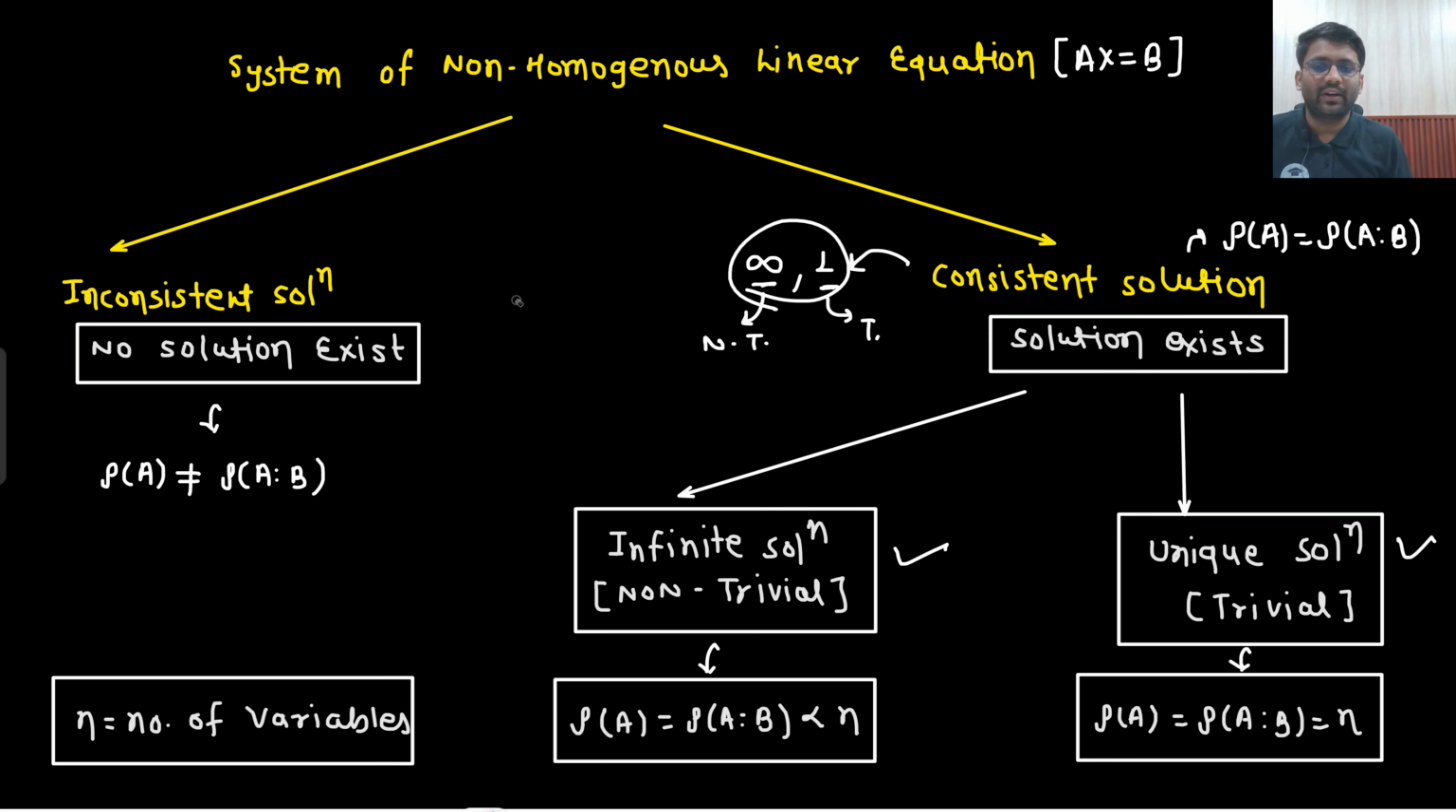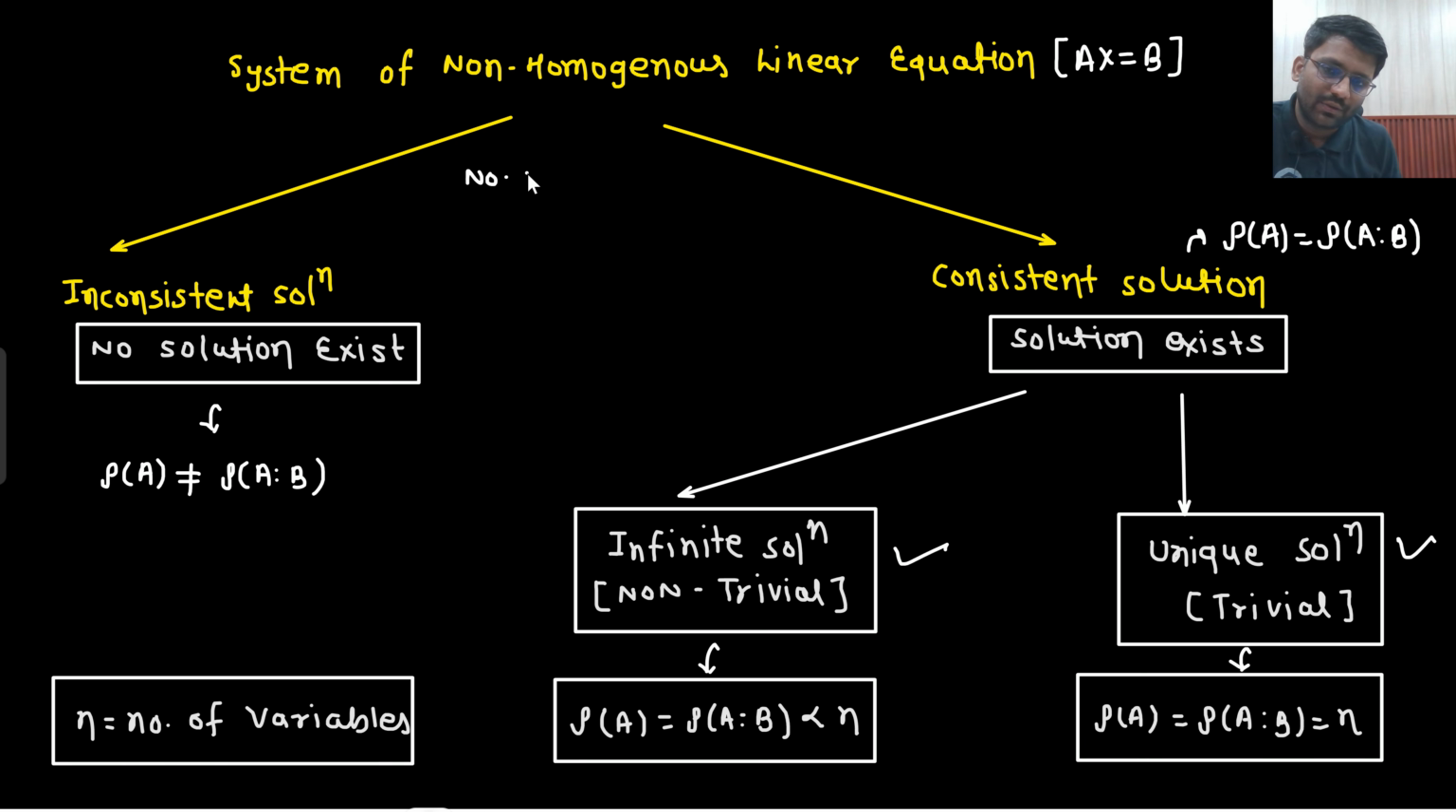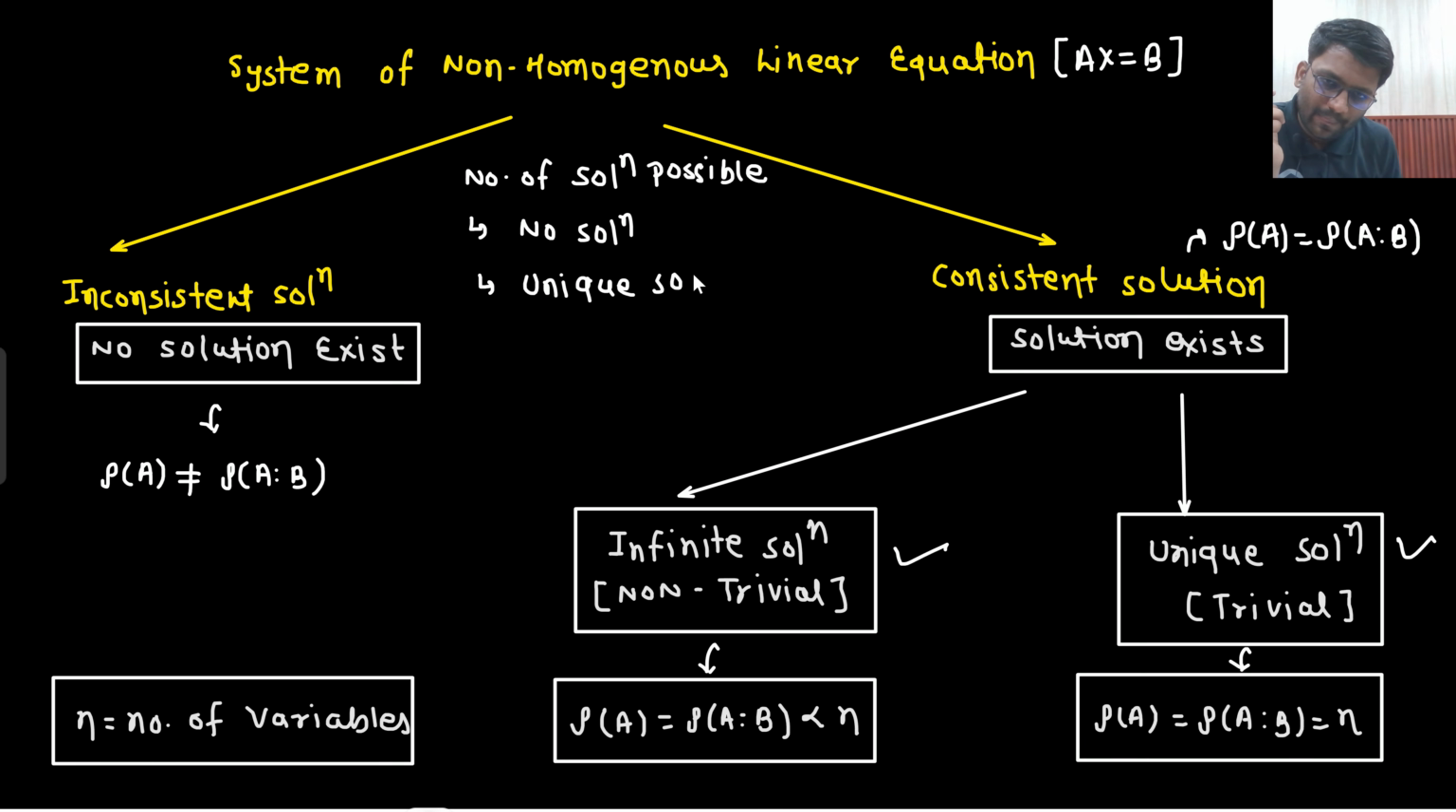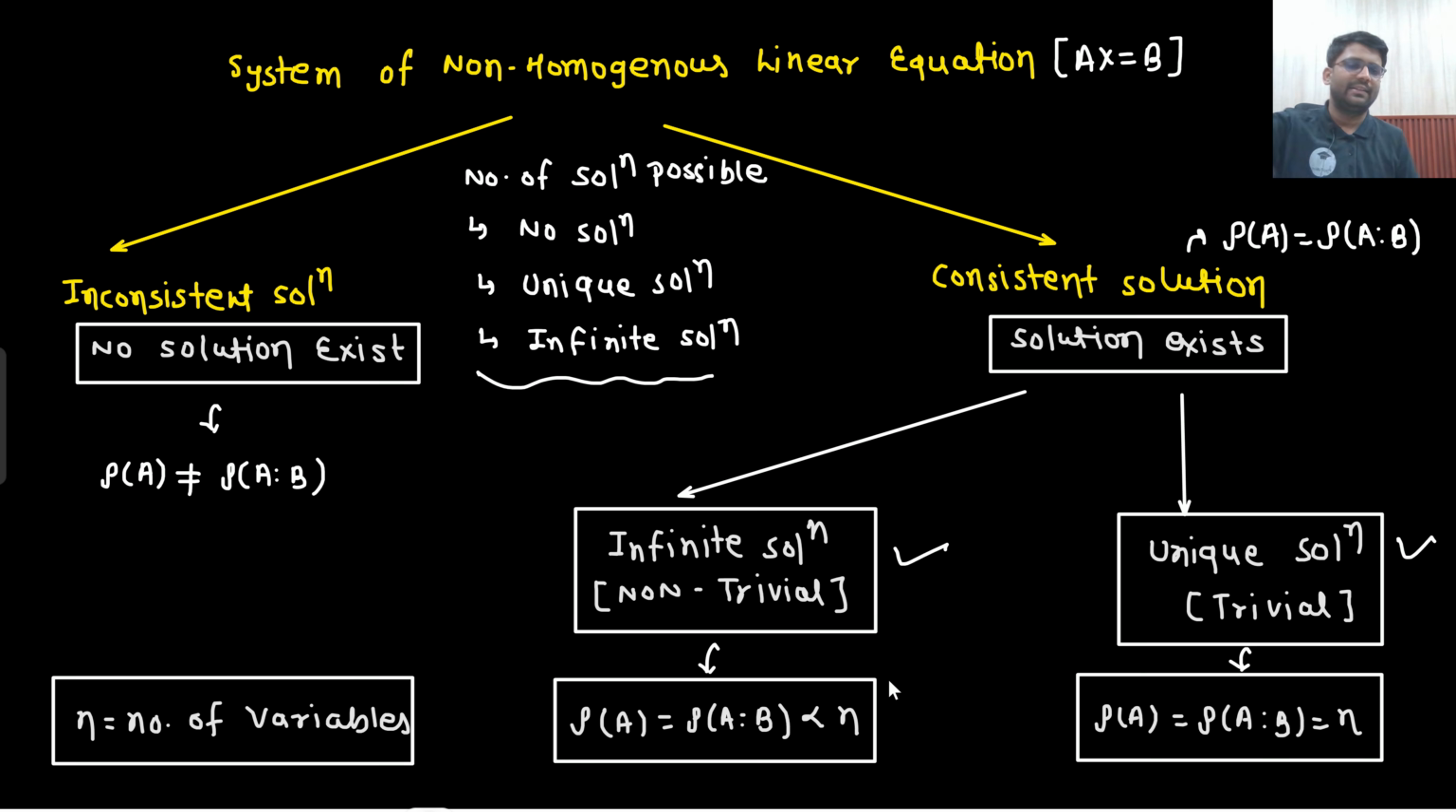So in a small note, you can write down that the possible solutions are either no solution, or unique solution, or infinite solution. That's it. These three are the only possible ones. Nothing else is possible. Understandable? All good? All fine? So this is the table. I hope with proper reasoning you know everything now.